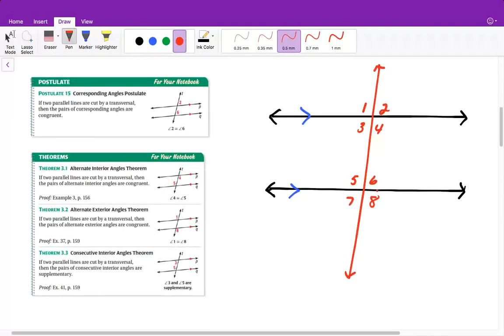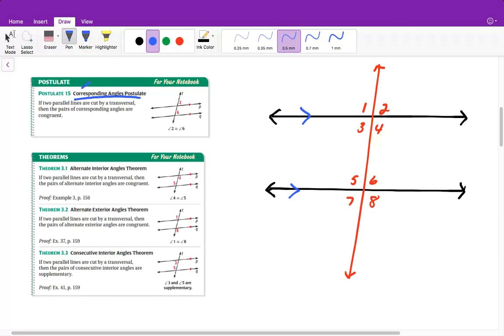All right, so here I redrew two parallel lines. So that's the two black lines. We know they're parallel because they have the arrow telling us that they're parallel. And then my red line's my transversal. And when we intersect, we create all these angles: 1, 2, 3, 4, 5, 6, 7, 8. And we're going to go through all of these different theorems or postulates that you need to know. And the first one is going to be corresponding angles postulate.